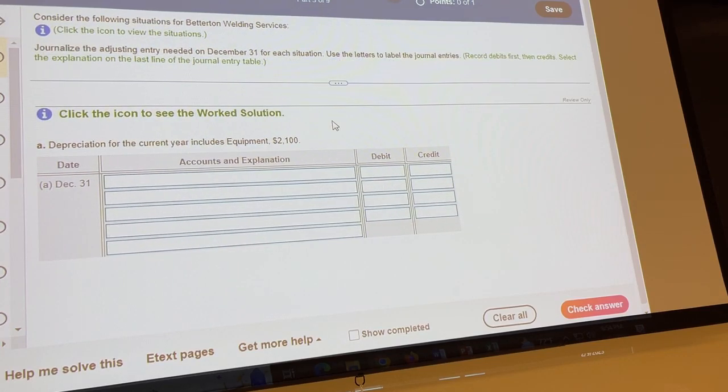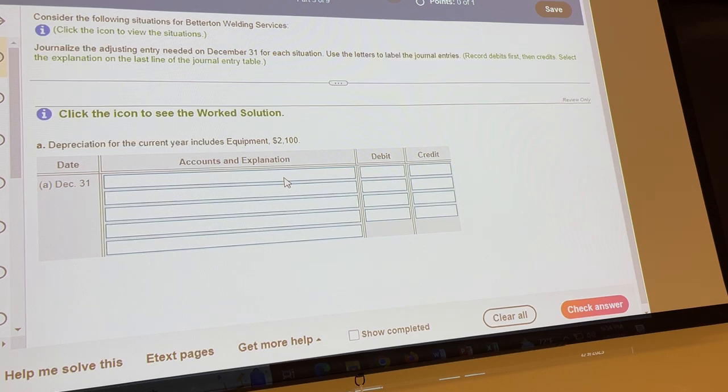First problem is doing some actual adjusting journal entries. The first one's depreciation, and in this example, we don't have to compute it, they're already telling us what the amount of depreciation is. I think we'll have a couple problems later where we'll compute the depreciation, but here they just say depreciation for the current year includes equipment 2100.